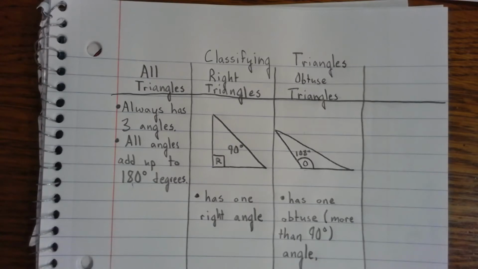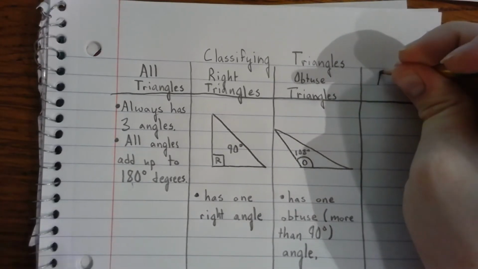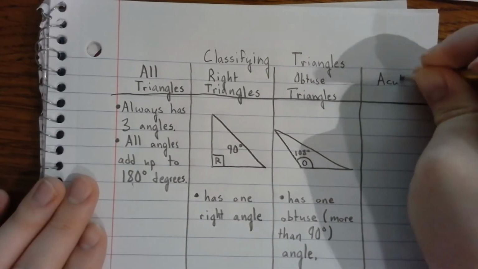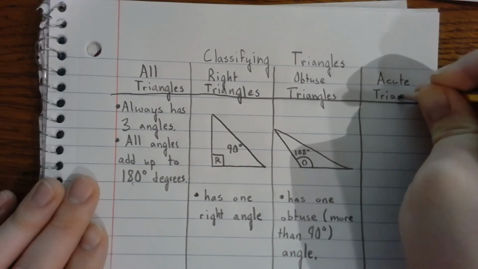Okay, and then we have one more kind of triangle, and I want you to think back. We actually talked about right angles, we talked about obtuse angles, and we talked about acute angles. So this is another kind of triangle as well. We have acute triangles.